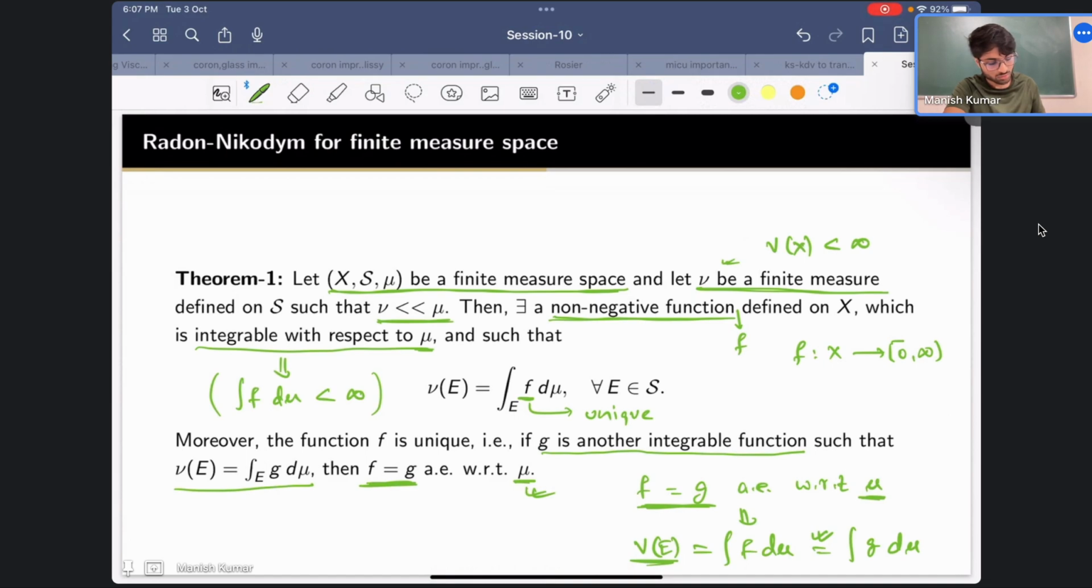So this is what this theorem says, and this is limited to the finite measure space. I hope this is clear to you.